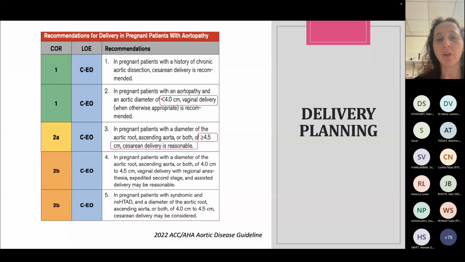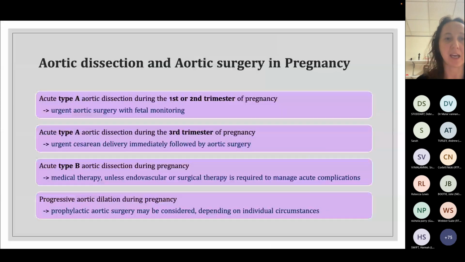And again, the timing of the delivery will depend on the aortic size and growth rate of the aorta, whether that needs to be expedited or not. As with the other cardiac conditions, in general, induction should be performed before reaching 14 weeks of the pregnancy.